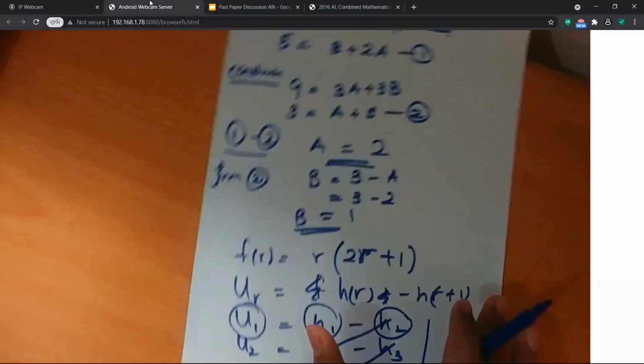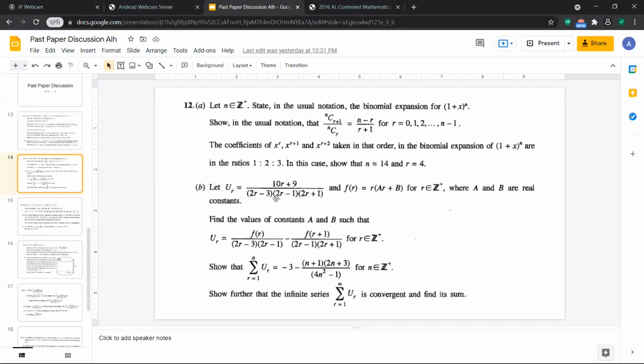So can we write this? We have been given u(r) is equal to f(r) over this thing minus f(r) over that. Can we write this whole term, f(r) over (2r minus 3)(2r minus 1), as g(r), something like that, minus g(r plus 1)? So can we write it in that format? Let's see.